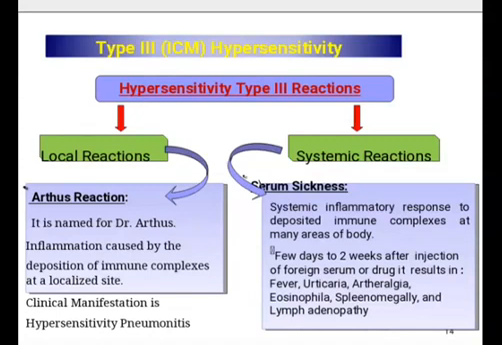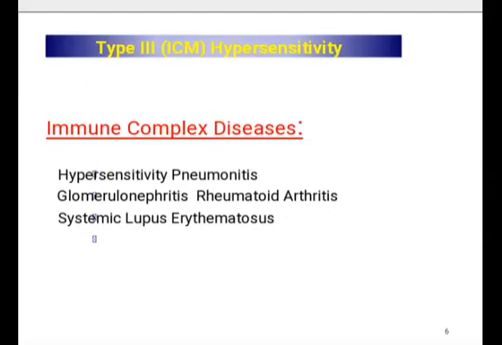Serum sickness is a systemic inflammatory response to immune complexes deposited in many areas of the body, a few days to 2 weeks after injection of foreign serum or a drug. It results in symptoms like fever, urticaria, arthralgia, eosinophilia, splenomegaly, and lymphadenopathy. Hypersensitivity pneumonitis, glomerulonephritis, rheumatoid arthritis, and systemic lupus erythematosus are also known as immune complex diseases involved in type 3 reactions.